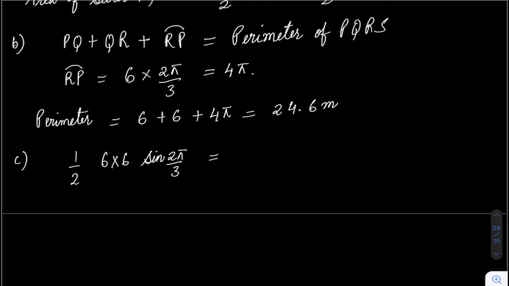So you can use your calculator. It will come out to be 9 root 3 meter square. And further, if you want to find this up to 2 decimal points, then it will come out to be 15.59 meter square. So this is my area of triangle PQR.